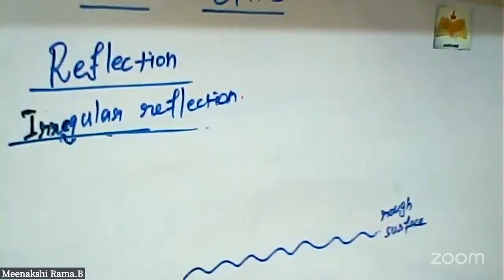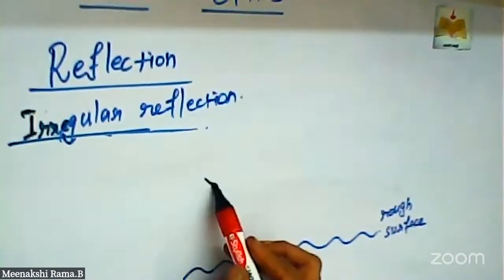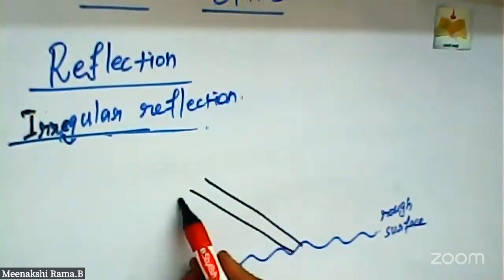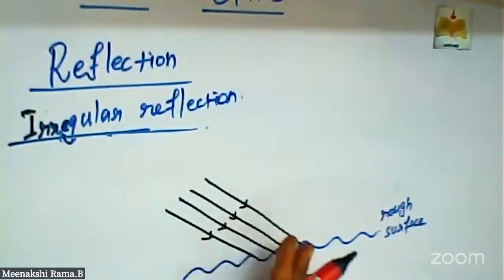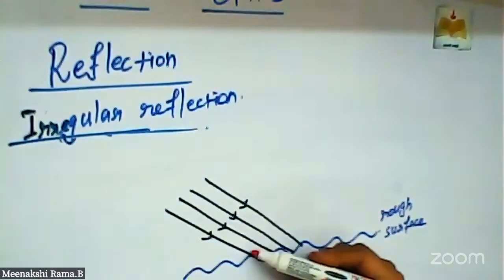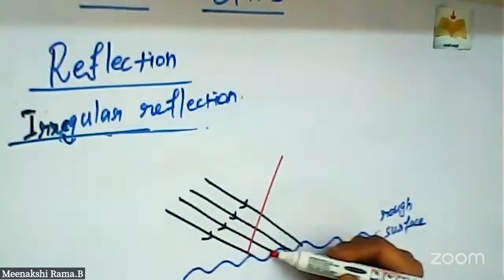This is a rough surface. Here the light falls on that surface. These are all the incident rays. A beam of light is passed onto the rough surface. After the reflection, the reflected rays are not parallel. So it is in an irregular manner. The reflection is not regular.